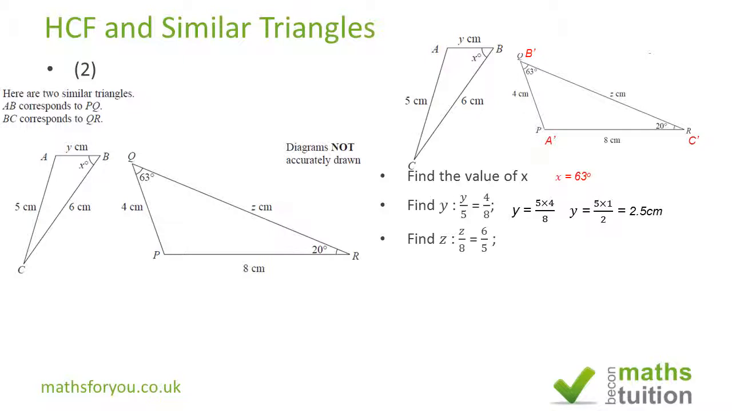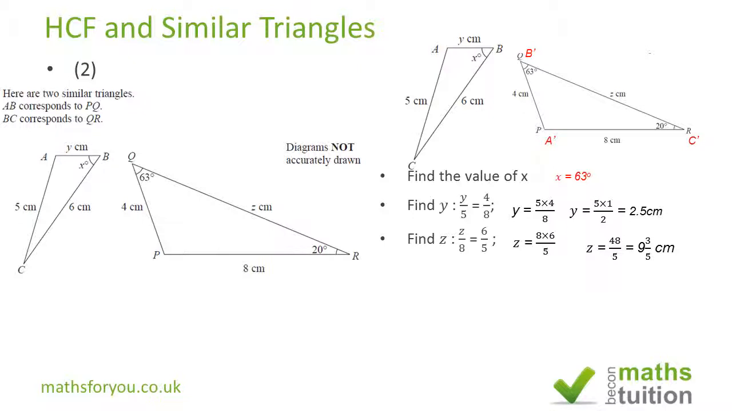And if it says find Z, now Z is B prime C prime, and the equivalent of Z will be 6 centimeters there. I've done Z over 8, and 8 is A prime C prime, for the little triangle to be AC there. So Z over 8 will be equal to 6 over 5, which is that over that one there. So Z is 9.6, or 9 3/5 centimeters.